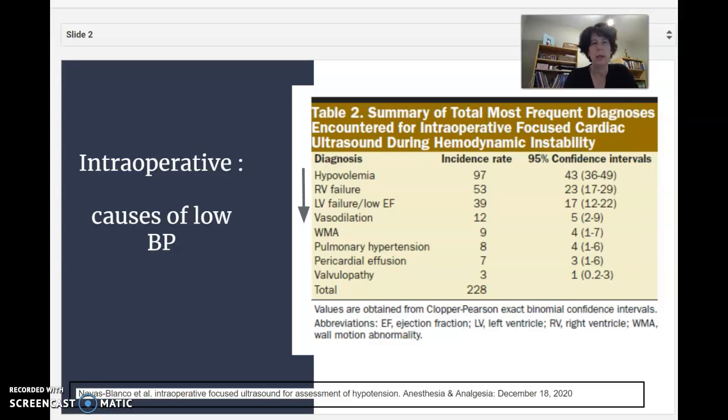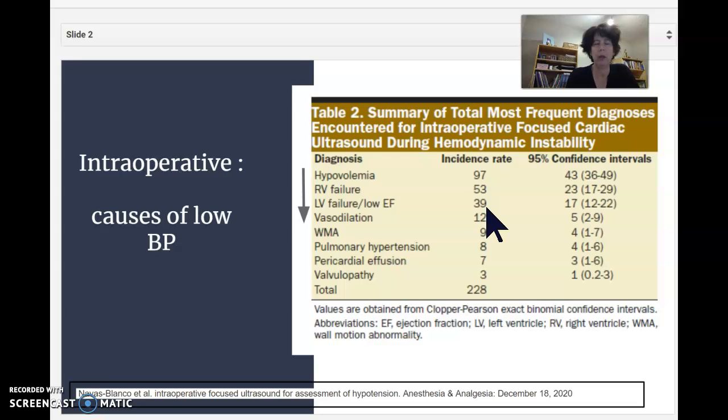So there was a fairly good paper in Anesthesia and Analgesia 2020, where they did a review article on the diagnoses and how POCUS was used in patients with intraoperative hypotension. And this was the sort of take-home message for me, that when you are hypotensive, clearly many patients are hypovolemic. There are some with vasodilatation. There's also this subgroup that have RV or LV failure.